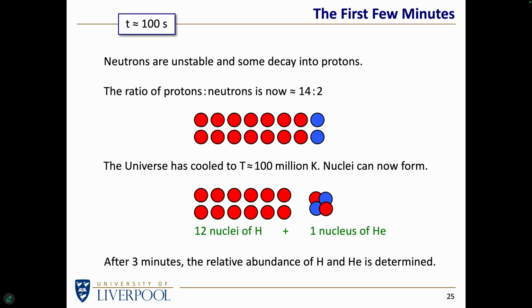Because this is predicted by Big Bang theory, and because that is what we actually see as observational evidence, that's one of the reasons why we think Big Bang theory is correct.